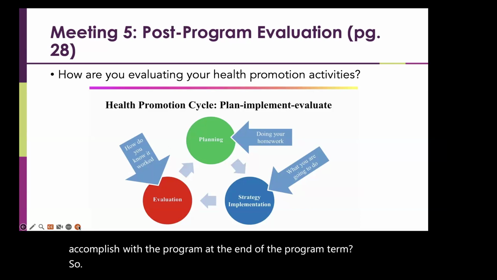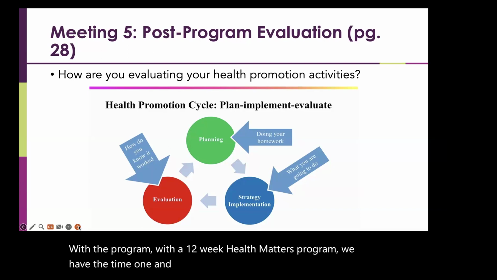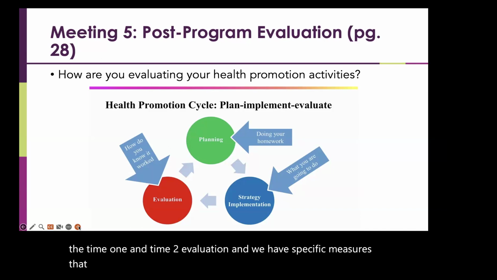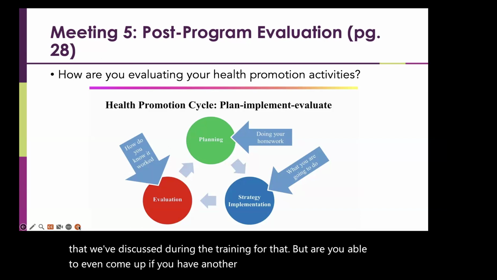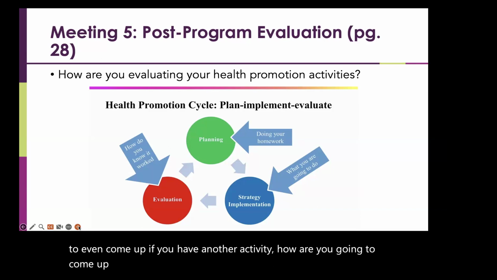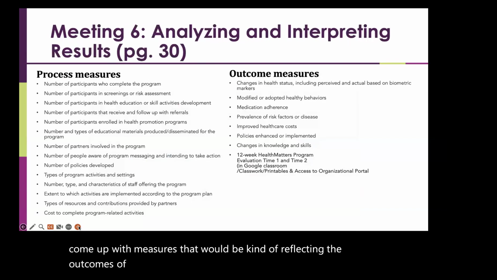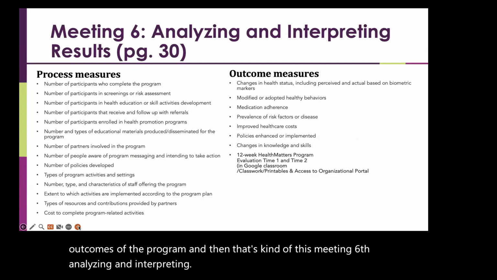So with the 12-week Health Matters program, we have the time 1 and time 2 evaluation, and we have specific measures that we've discussed during the training for that. But if you have another activity, how are you going to come up with measures that would reflect the outcomes of the program? And then that's meeting 6, analyzing and interpreting results.